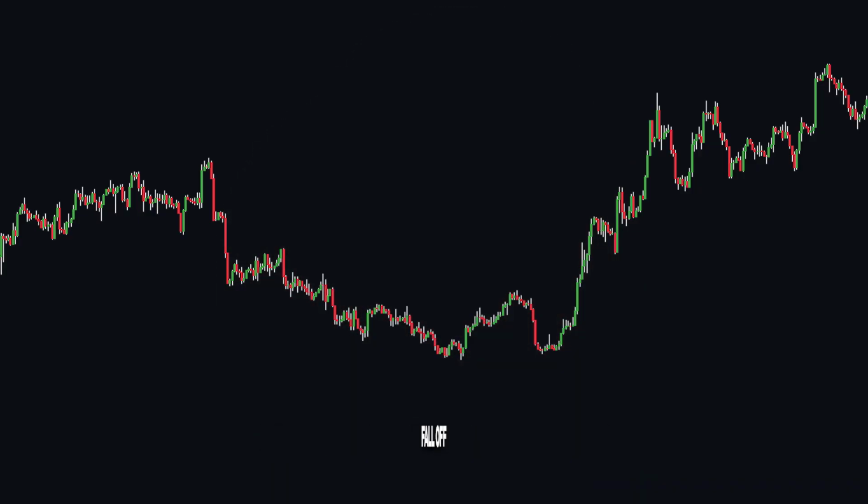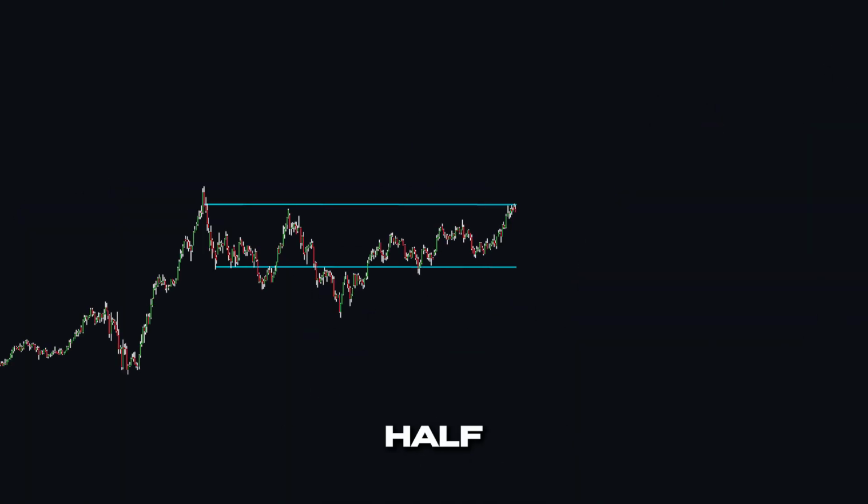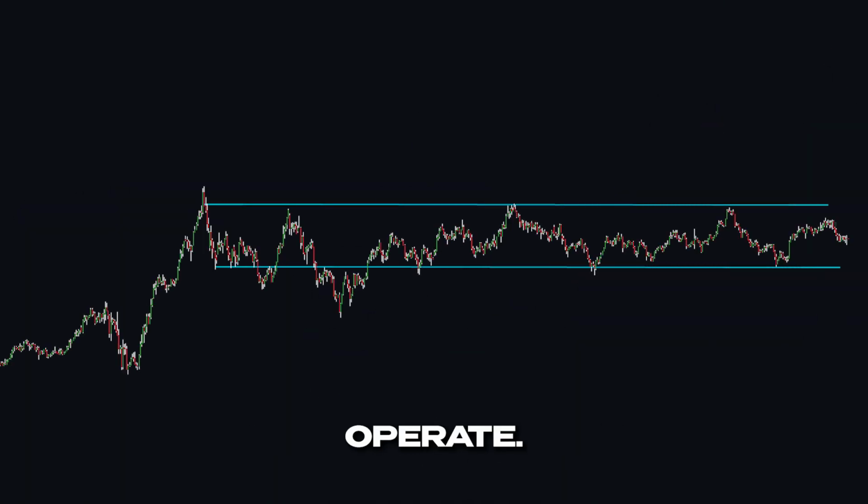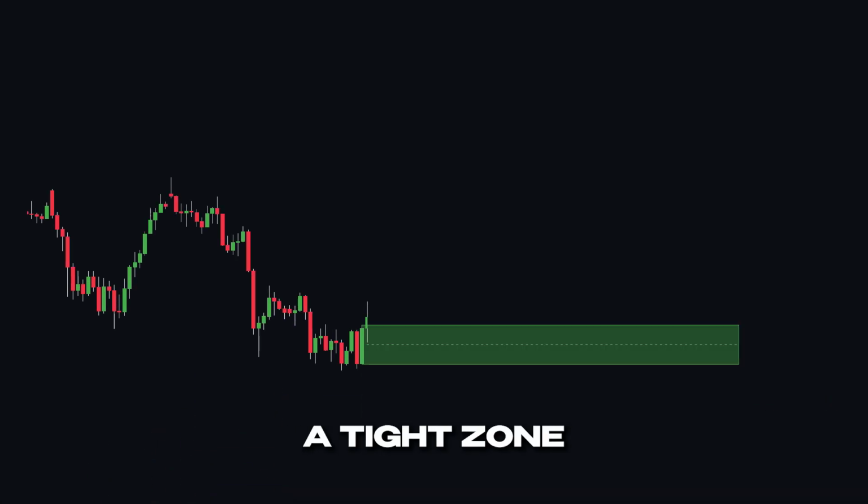Here's where retail traders fall off track. Most draw these zones too late or mark massive rectangles that cover half the chart. That's not how professionals operate. Precision is critical. You want to see a clear drop or rally, identify the base candle that started the move, and draw a tight zone around that base. Keep it precise, keep it meaningful.